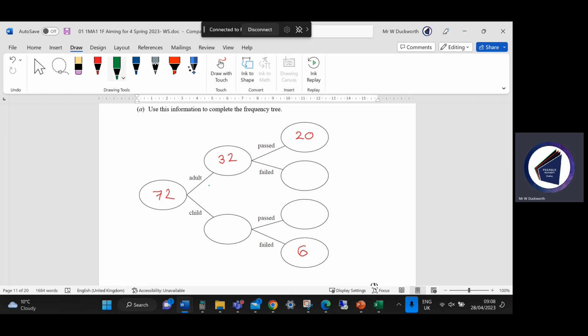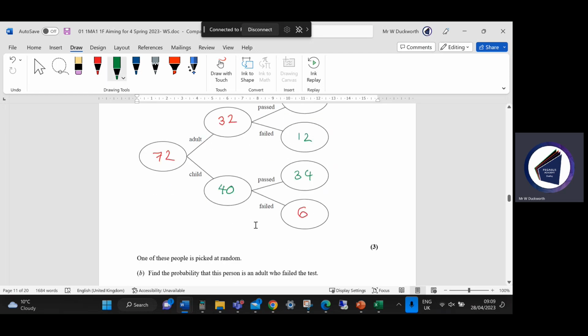So I'm going to start over here. So if we had 32 adults do the test, there are 72 people in total. It means that we must have 40 children. If 20 adults passed the test and 32 did the test, we must have had 12 that failed. And then if we have 40 children that did the test, 6 failed, then that would tell us that 34 passed. So we've got a better pass rate for children.